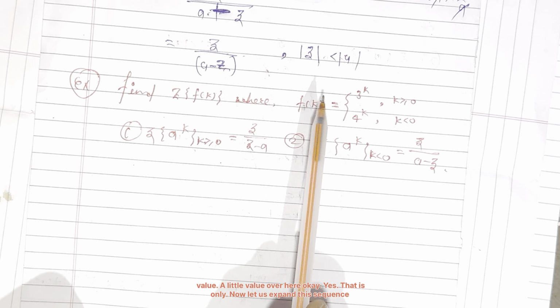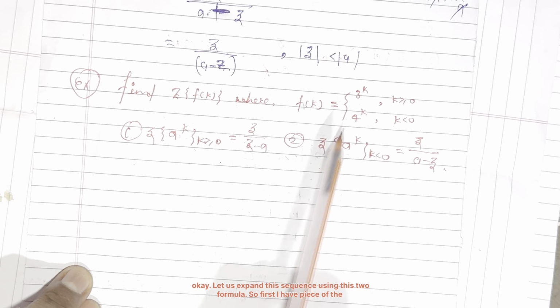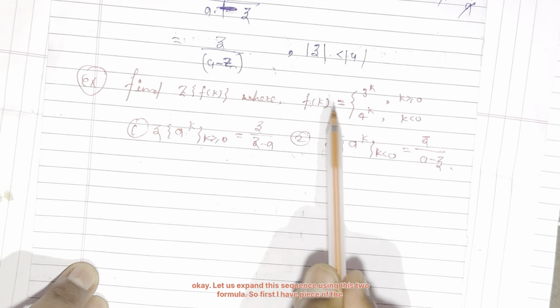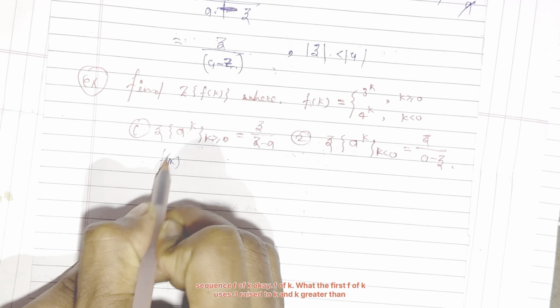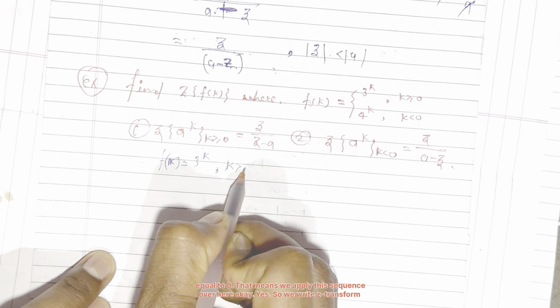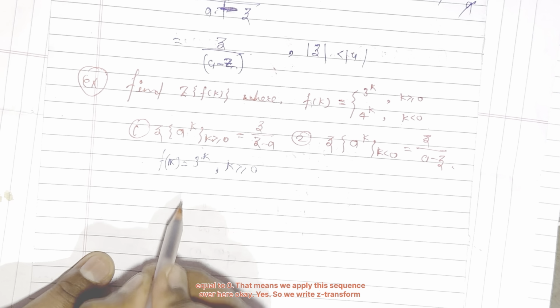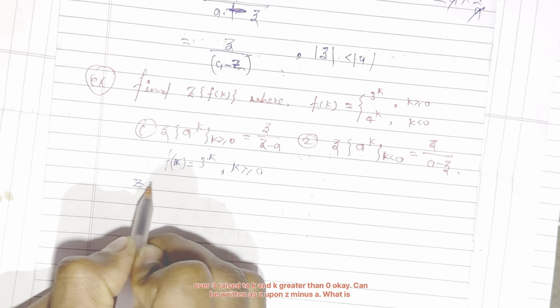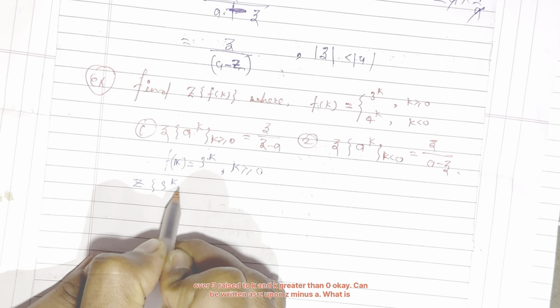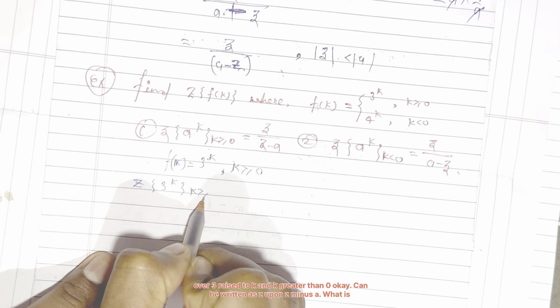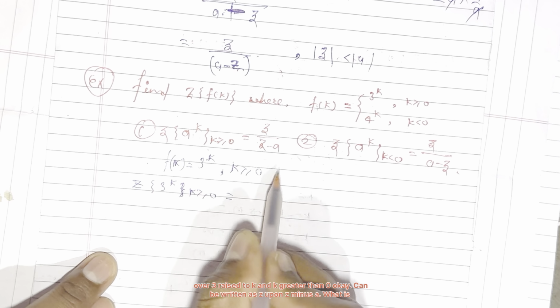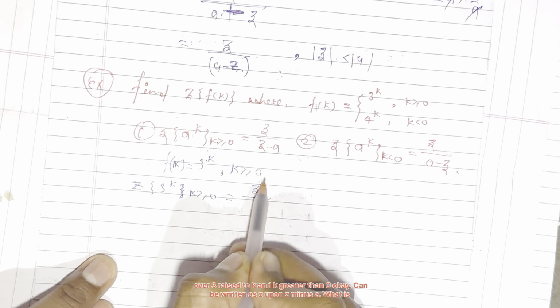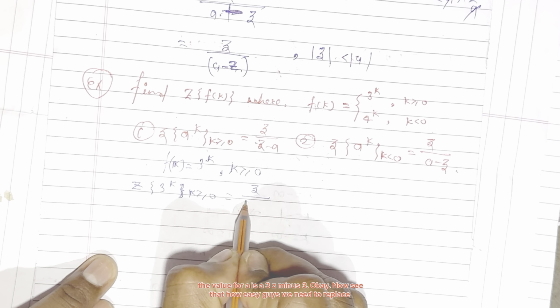Now let's expand this sequence using these two formulas. So first I have a piece of the sequence f of k. What does the first f of k give us? 3 raised to k with k greater than or equal to 0. That means we apply this formula over here. So we write the Z transform of 3 raised to k, k greater than 0, as Z upon Z minus a. What is the value of a? It is 3, Z minus 3.